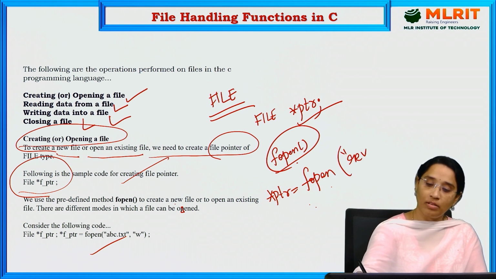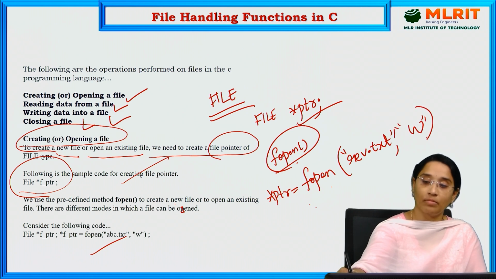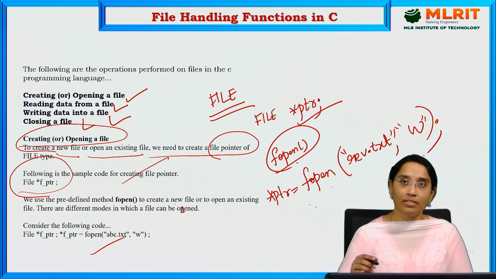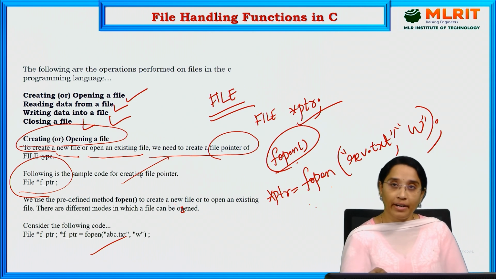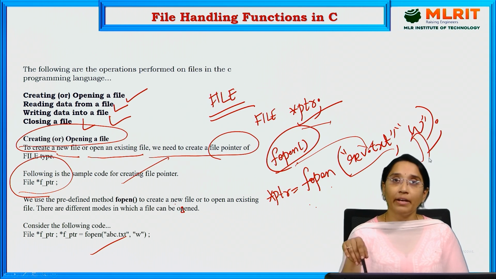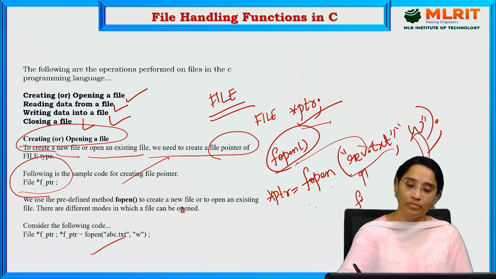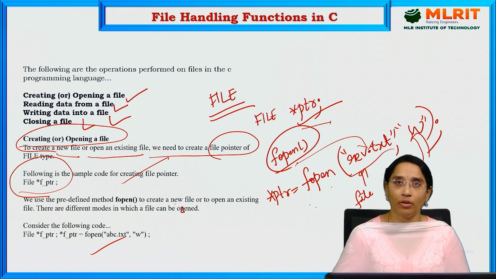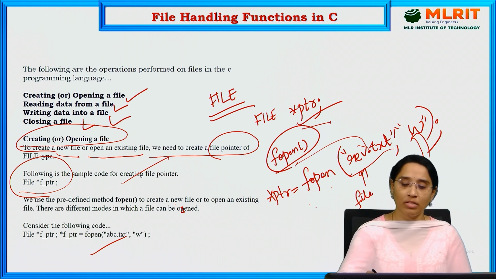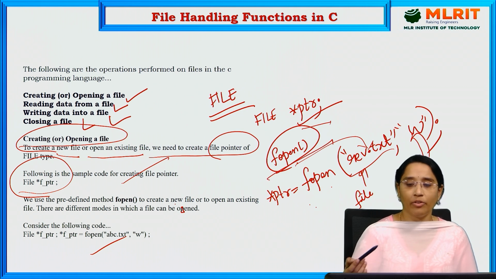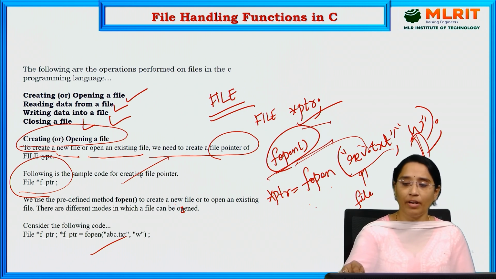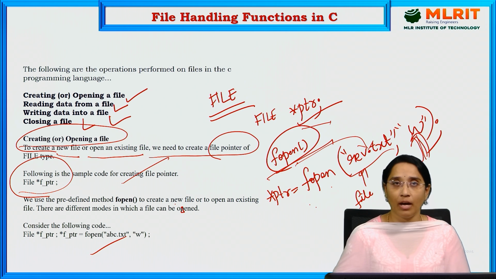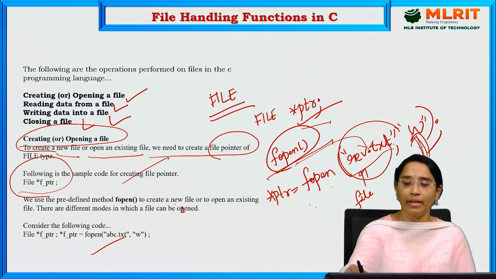Suppose, by seeing this example, there is a file pointer that is created and you are telling the compiler to open this file in which mode? In write mode. So rev.txt is a file which already exists, or else you can create a file by using this function. You are creating a file and if you want to open that file, you can tell the modes of the file. We have discussed r, w, a. So here I am opening this file in the write mode.